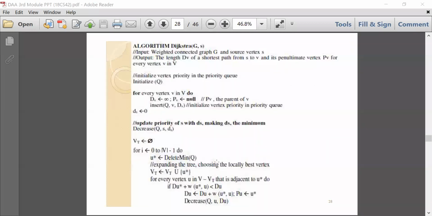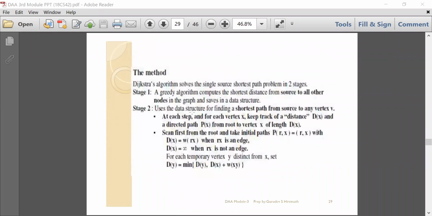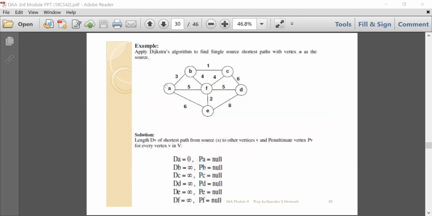Okay, first we'll solve the problem and then we'll come back to see the explanation of this algorithm. Okay, so how we're going to solve the problem is the method that we follow. Okay, stage one. In stage one, what we do is a greedy algorithm computes the shortest distance from the source to all other nodes in the graph and saves the result in a data structure. It means it is going to compute the shortest distance from the source to all the remaining destinations and this path.